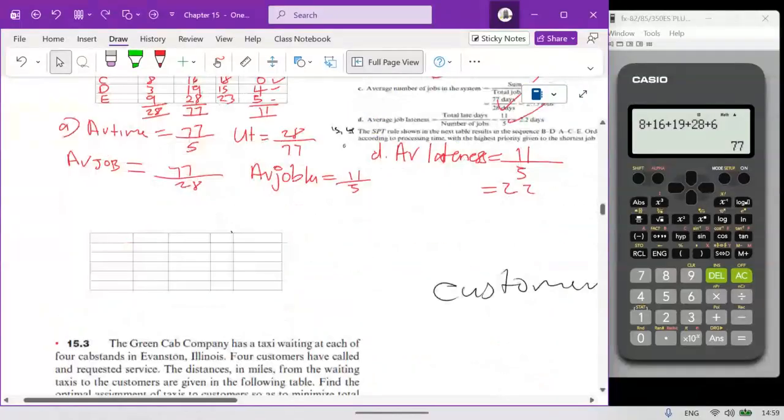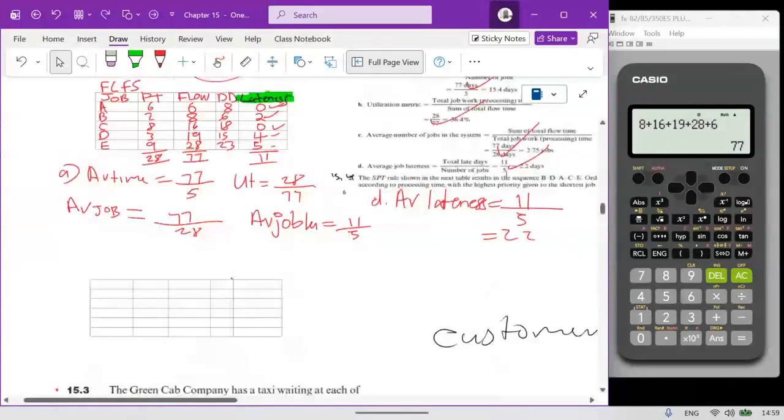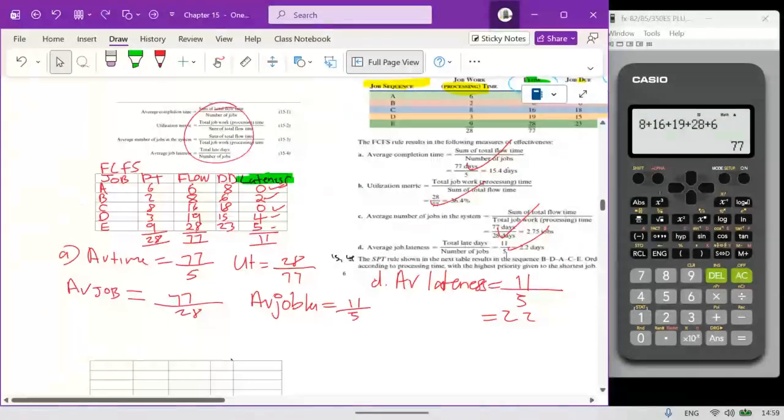If you are using another rule that you're not sure of, maybe you change this rule to the longest processing time. You do it, you practice it, and you should be sorted.